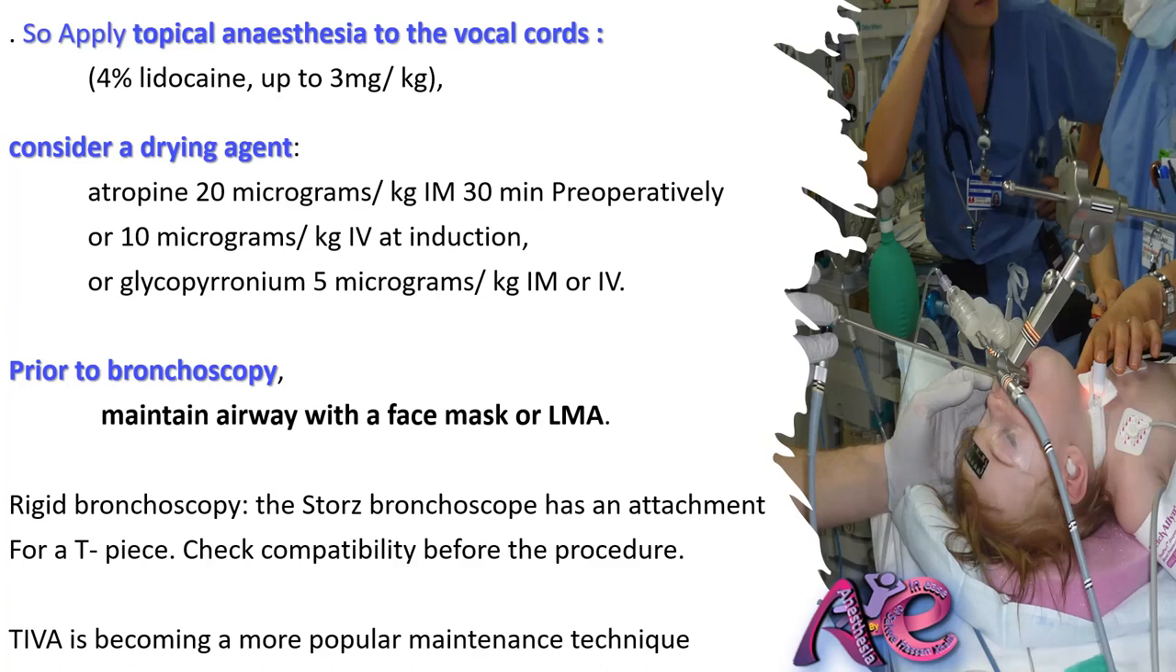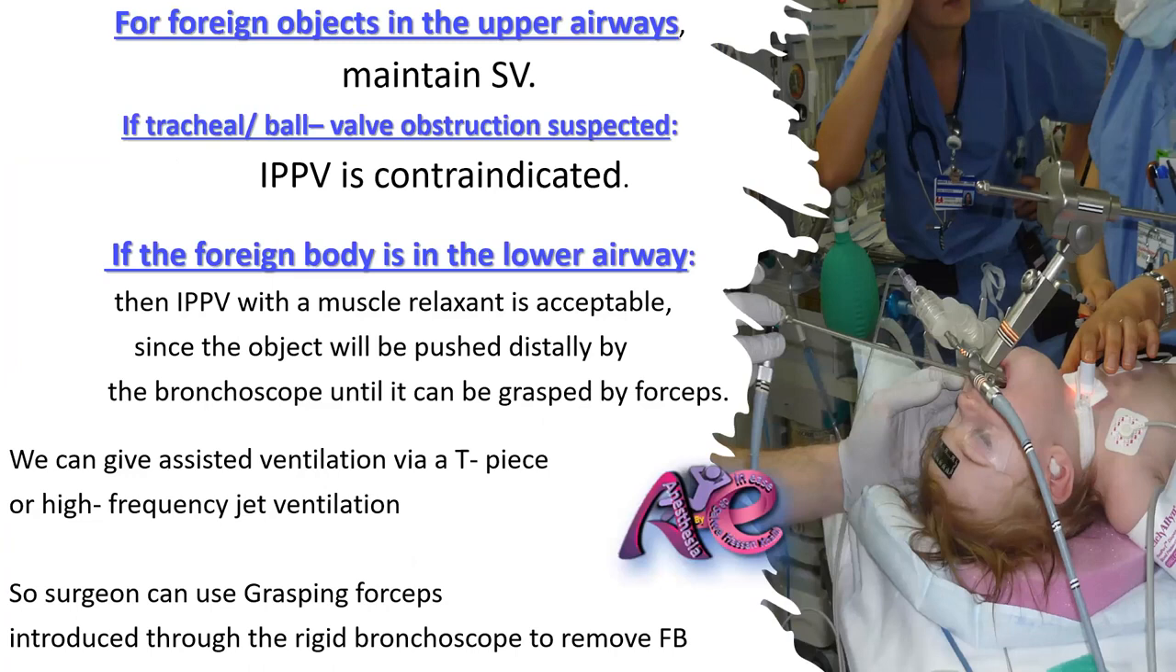The rigid bronchoscope, the Storz bronchoscope, as we mentioned, has an attachment for the tubes, and we have to check compatibility before the procedure, as we mentioned before. TIVA is becoming a more popular maintenance technique. But for foreign body, this is crucial: for a foreign body in the upper airway, you have to maintain spontaneous ventilation. If tracheal ball valve obstruction is suspected, intermittent positive pressure ventilation is contraindicated.